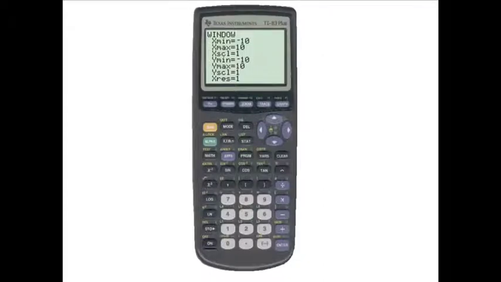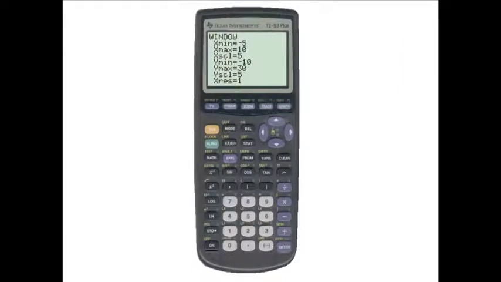So again, these are your default settings. If you ever want to get these settings back, all you have to do is press zoom on your calculator and 6, and that will give you these default settings back, because your calculator actually saves the settings you used from the last one. So it's going to be zoom and 6, and that will give you back these settings, and then you can readjust it as you see fit.